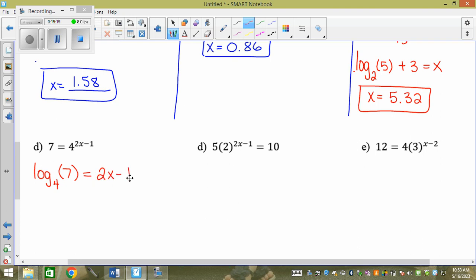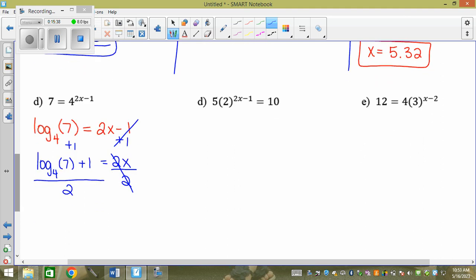2x minus 1. So what's the first thing I'm going to have to do? Add 1. And that gets added onto the log, right? So the whole log gets done. Log base 4 of 7 plus 1 equals 2x. And then I divide the entirety of the thing by 2.